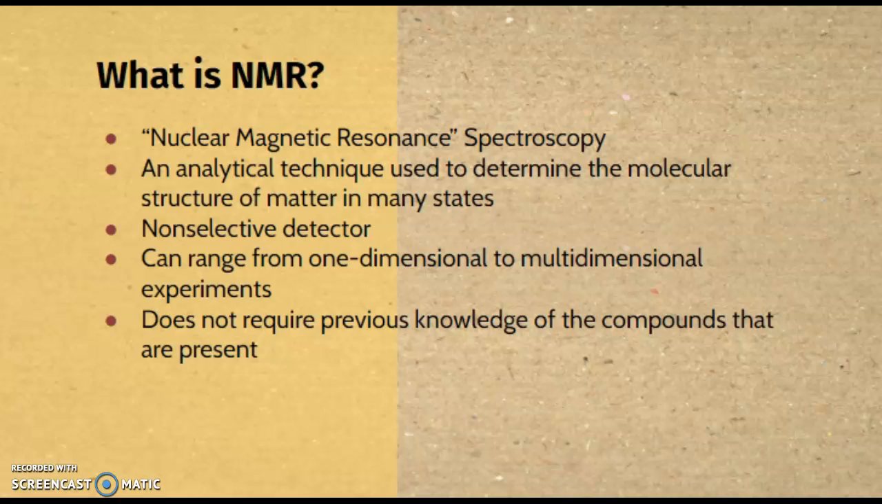NMR is also described as a non-selective detector, which basically means that it can detect any molecule that contains an NMR active nucleus, but the most common atoms used are hydrogen-1 and carbon-13. NMR can also range from being one-dimensional or multi-dimensional experiments, and an example of a multi-dimensional experiment is to identify bond connectivities or spin interactions. Two-dimensional NMR experiments can help to identify unknown compounds that are present. This is pretty similar to mass spectrometry.